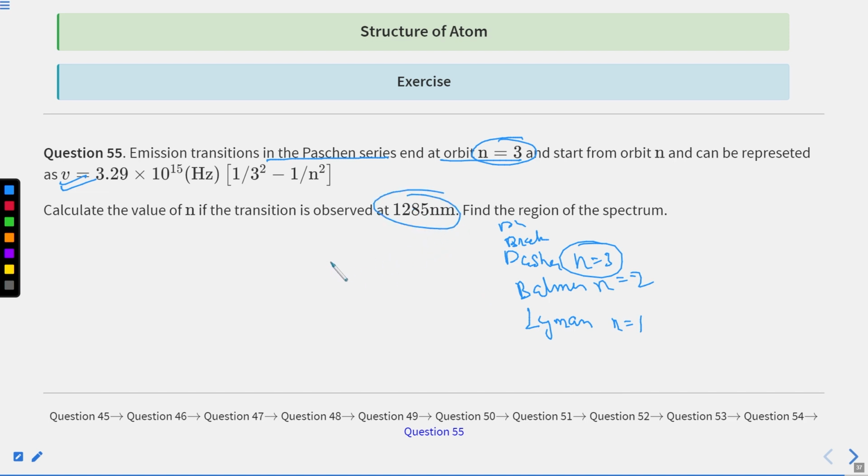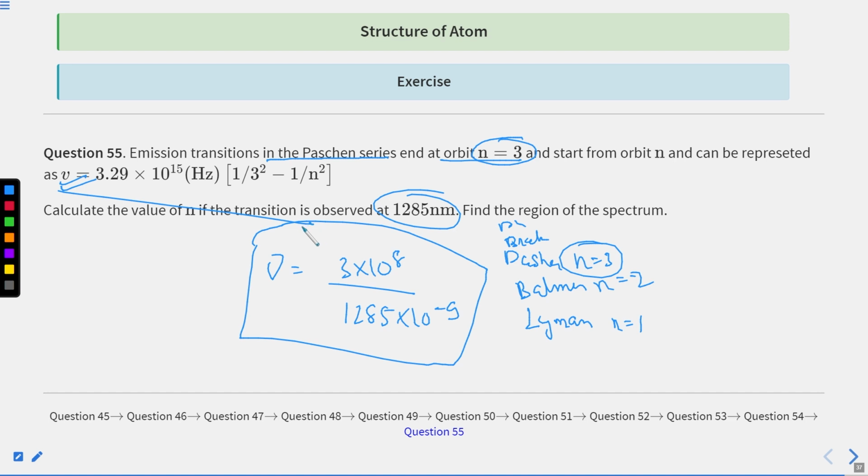So first let us convert this lambda into nu. c is equals to nu lambda. Therefore nu is equals to c by lambda. So nu is equals to c, that is 3 into 10 to the power 8, by lambda, which is given as 1285 into 10 to the power minus 9. You will calculate this value to get the value of frequency nu.